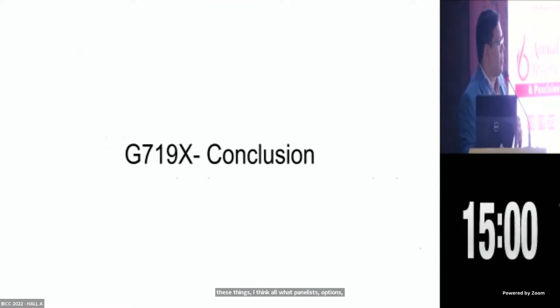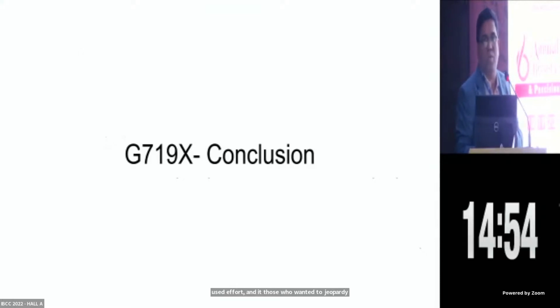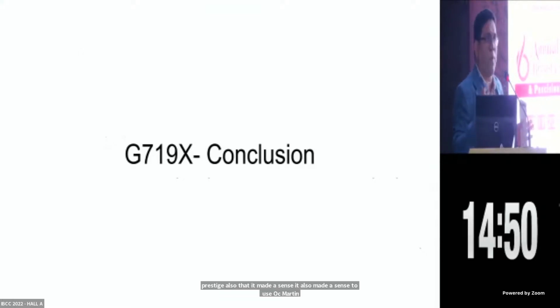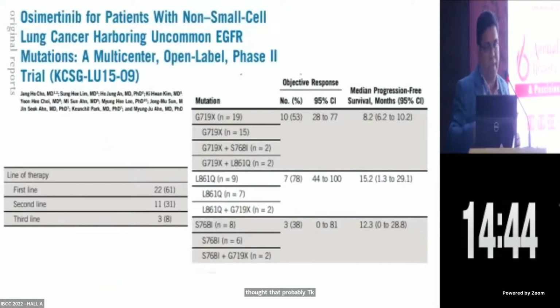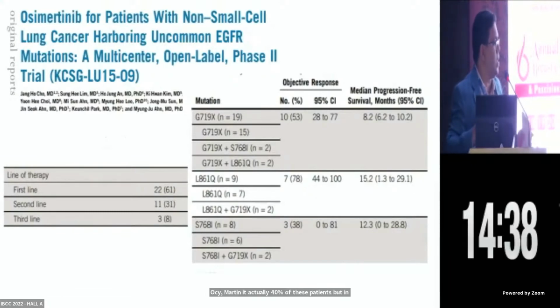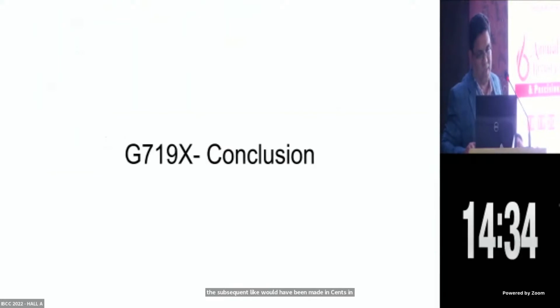You could have used afatinib. Those who wanted to use gefitinib plus chemotherapy, that also made sense. It also made sense to use osimertinib. After dissecting all that, I thought that probably TKI plus chemo upfront and reserving osimertinib for later would make sense in exon 18, because in the osimertinib data, actually 40% of these patients were in a subsequent line. Any comments from any of the panelists on this, or we'll move on to the next uncommon mutation?